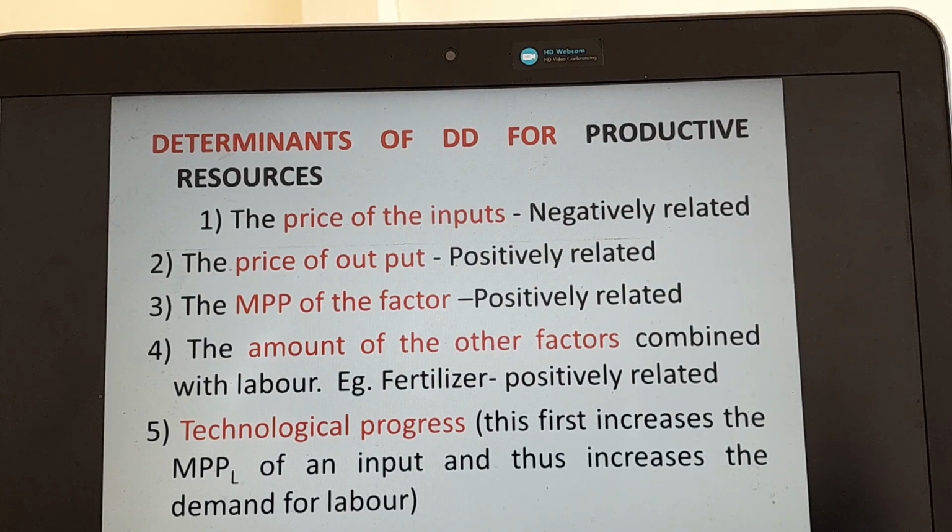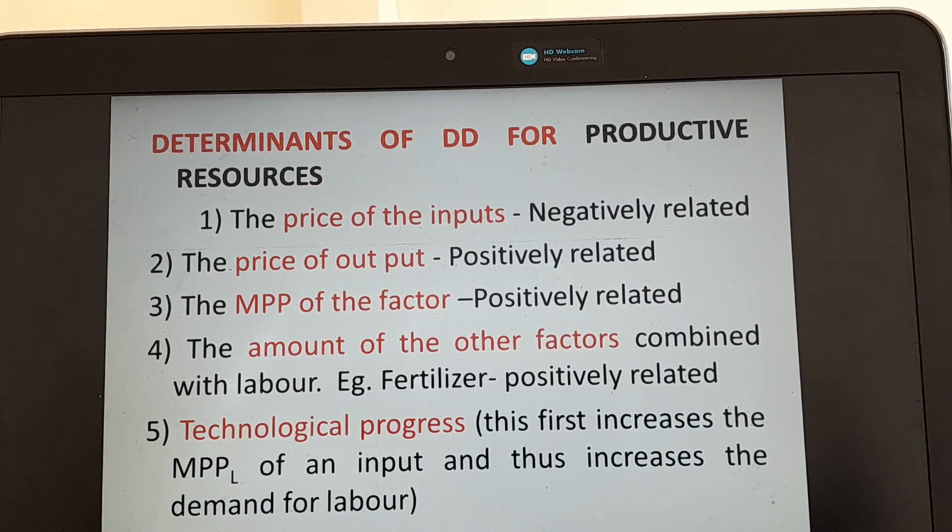The next topic is the determinants of demand for productive resources. What are the determinants of demand for productive resources? In your Micro One, we discussed the determinants of demand. There are different determinants of demand. We divided them into two: price determinants and non-price determinants. Now, coming to factors of production, we can likewise look at the price determinant and non-price determinants.